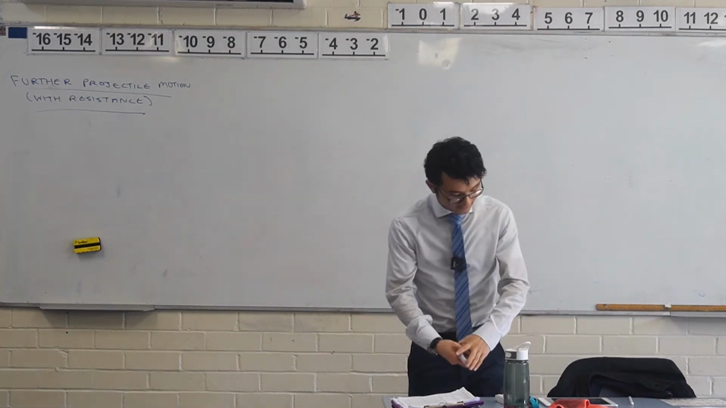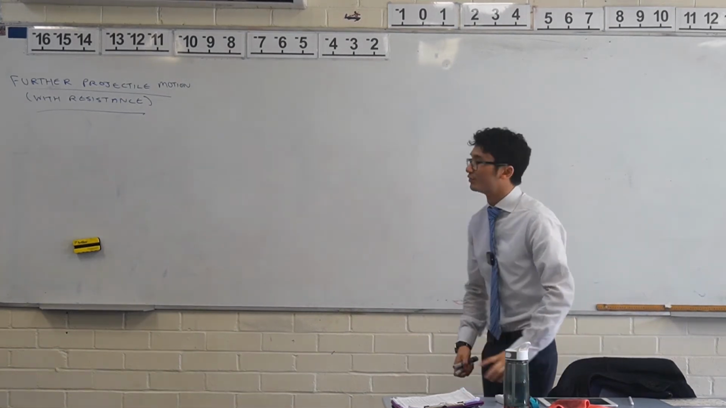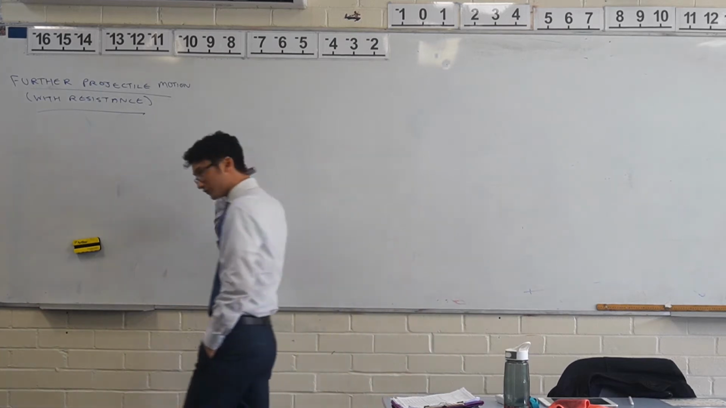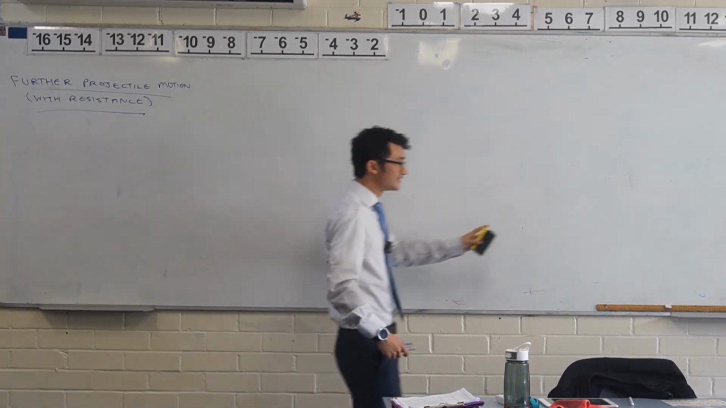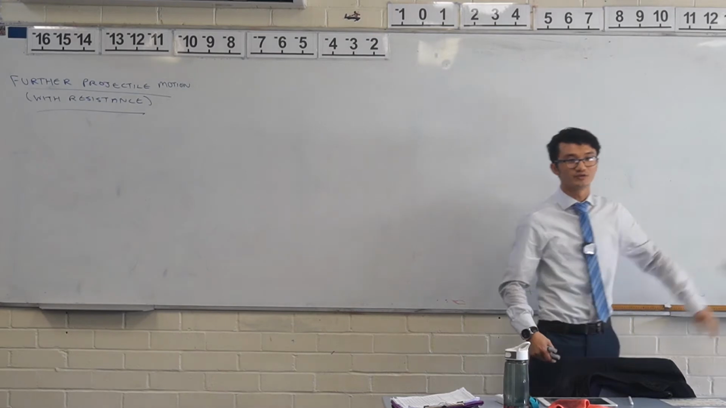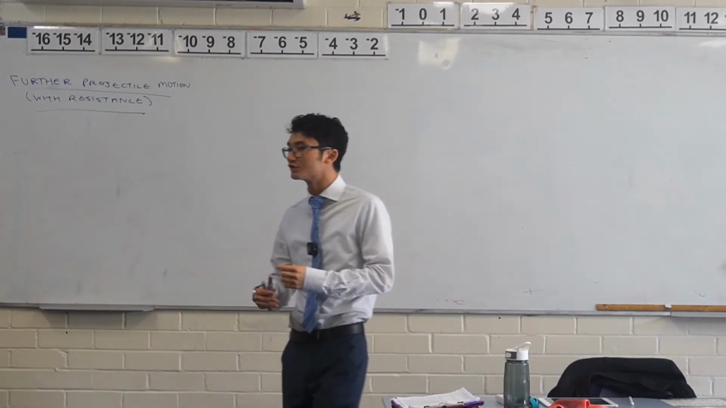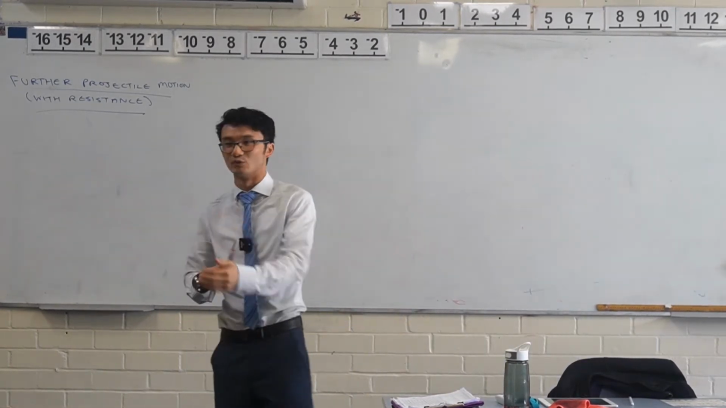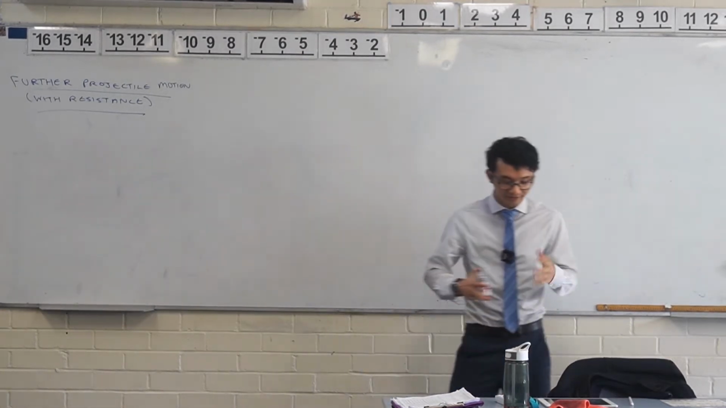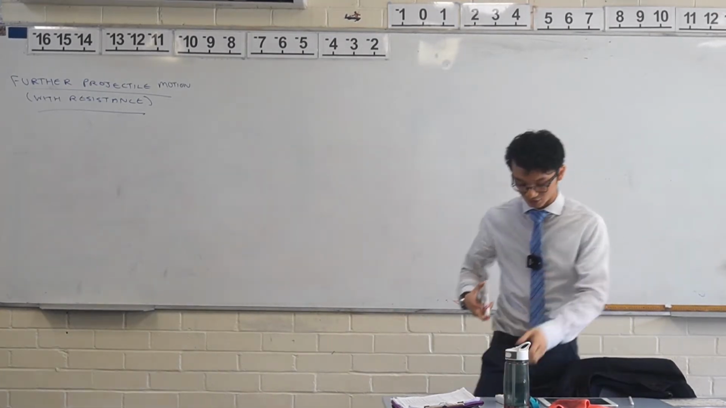So I said that when we look at further projectile motion, and when we're talking about it with resistance now, we can still consider it similar to how we've talked about normal projectile motion. Like how have we approached it? We've looked at these different X and Y components, but what's the other factor that we have to consider now? We have to consider resistance, right?